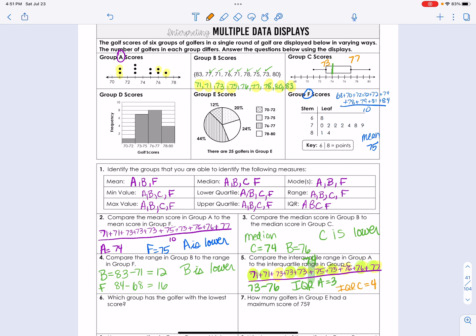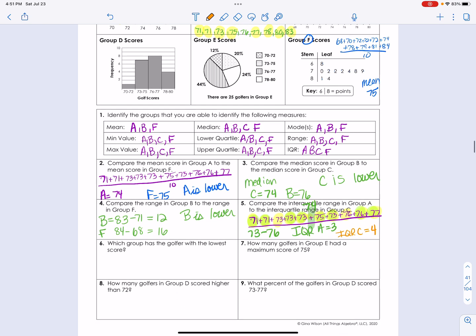So again, this doesn't tell you anything about the golfers. It just tells you that group A probably has golfers that are the same because their interquartile range is smaller. It could be a bunch of beginner golfers that are shooting 100. We don't know by just looking at their range, but they must be the same types of golfers.